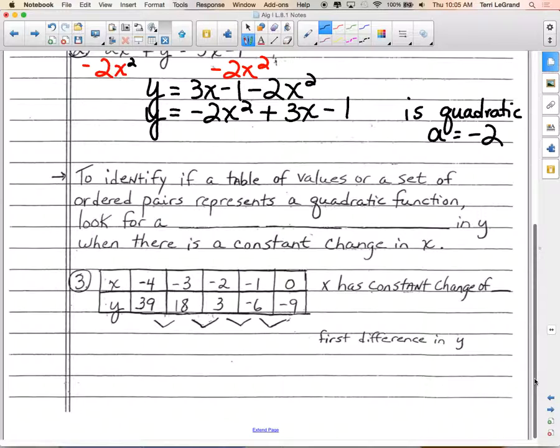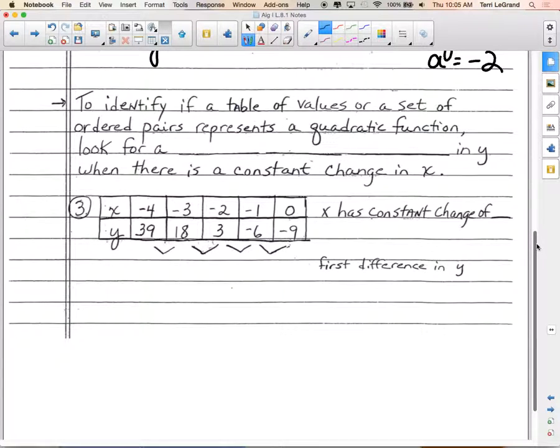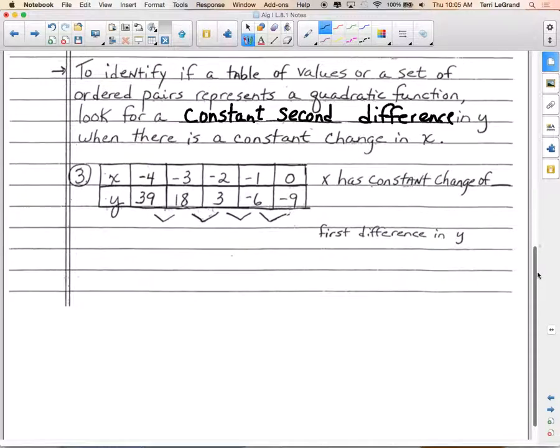Okay, so let's do one on here. Let's see if this one is. Would this give us a quadratic function if we graphed it? To identify if a table of values or a set of ordered pairs represents a quadratic function, look for a constant, or sometimes they just call it a common second difference in y, when there is a constant change in x. So you can't be checking any place where there isn't a constant change in x. You got to make sure you're only checking where the x's are changing by a constant change. Then you check to see if you have a constant second difference in the y.